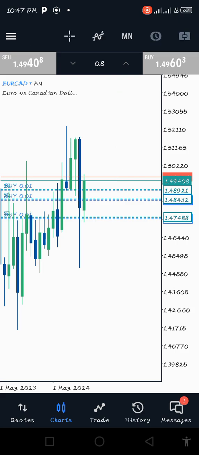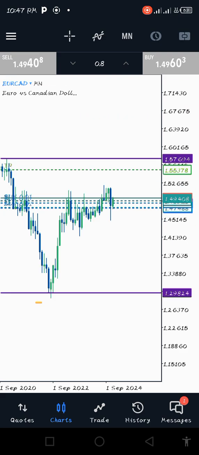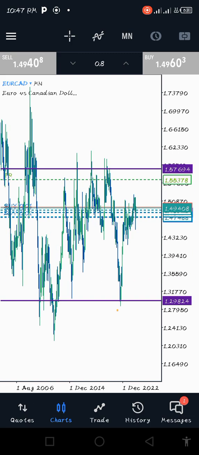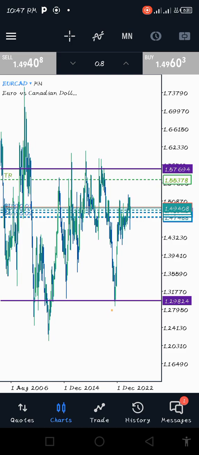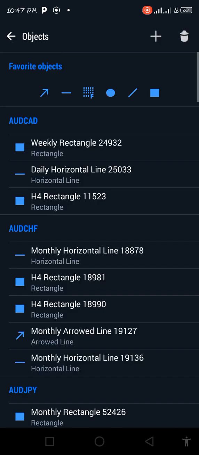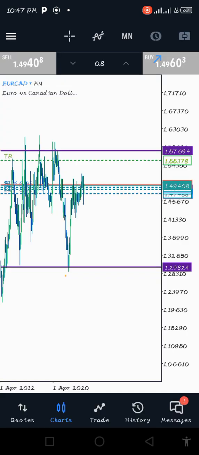So that we can judge things from a higher perspective. Considering the latest move on Euro Canadian dollar, we can see that we are pushing up from the monthly time frame. We are pushing from this zone up. That's what we can understand.